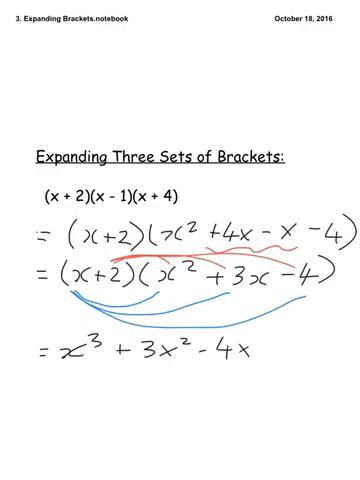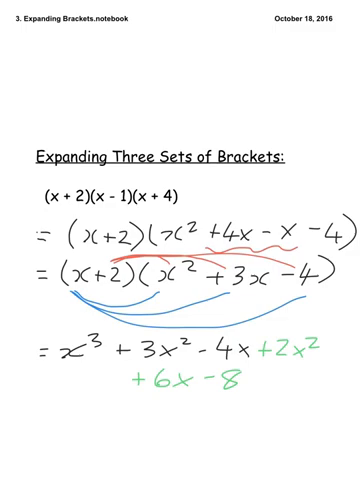Now for the plus 2 part, I'm going to change color for that. Let's go for green, and we're going to do 2 times x squared is plus 2x squared. 2 times 3x is plus 6x, and 2 times minus 4 is minus 8.